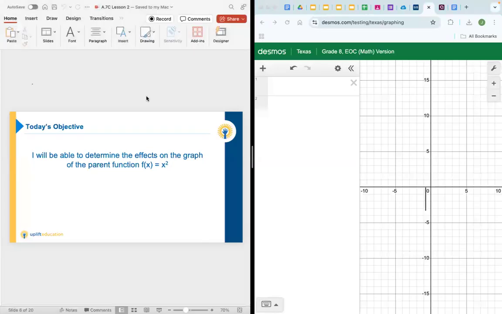All right, so welcome for another lesson. Today's objective again is going to be determining the effects on the graph of the parent function f of x equals 2x squared. So we're still talking about those quadratic transformations.